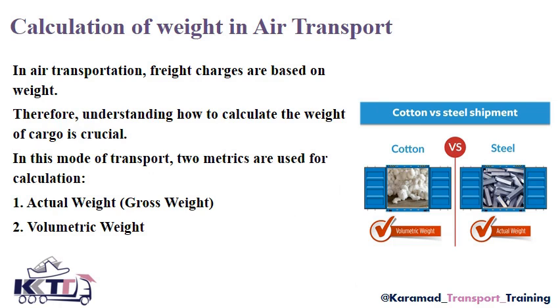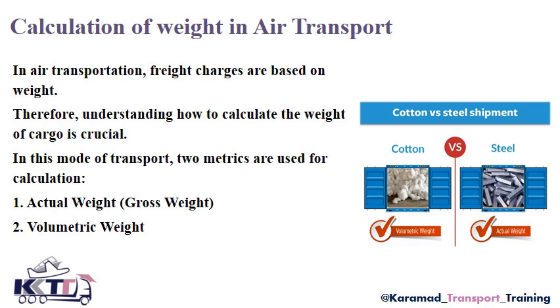Given that in the context of air transport, the primary basis for calculating freight charges is typically the weight of the cargo being shipped, whether we have a heavy item or a bulky item can affect the calculation of this freight charge. Therefore, we consider two metrics for calculating the freight charge. One is the actual weight of the cargo, which is the gross weight, and the other is the volumetric weight of the cargo, the calculation of which we will review together in this tutorial.